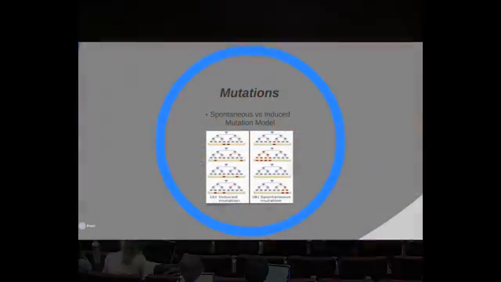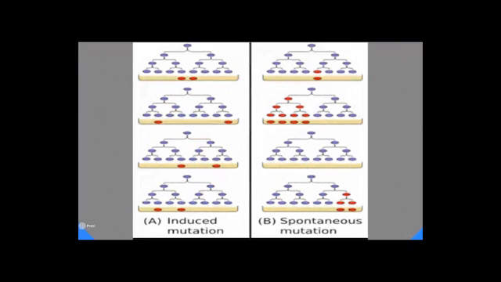Now, mutations are very important. There are 2 models of mutations. There's the induced model for mutations and a spontaneous mutation model. The induced mutation model says that bacteria get mutations in response to environmental pressures, like the introduction of an antibiotic.